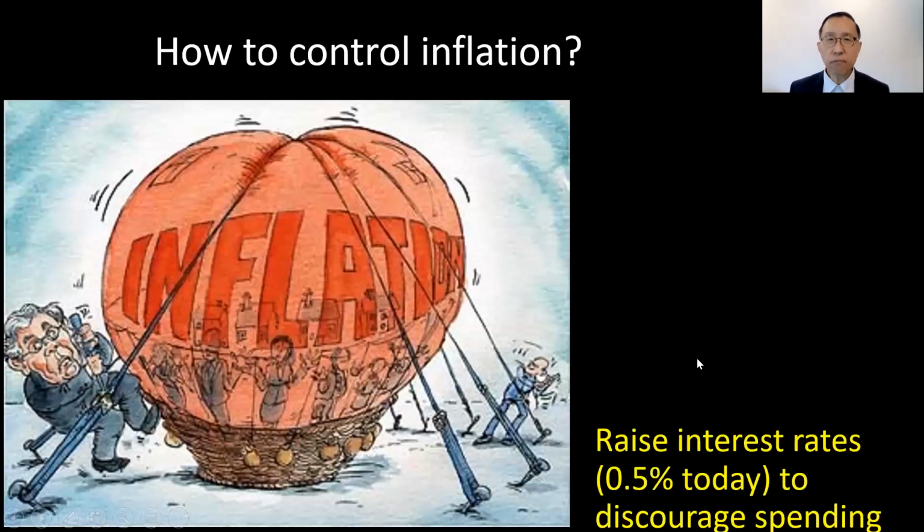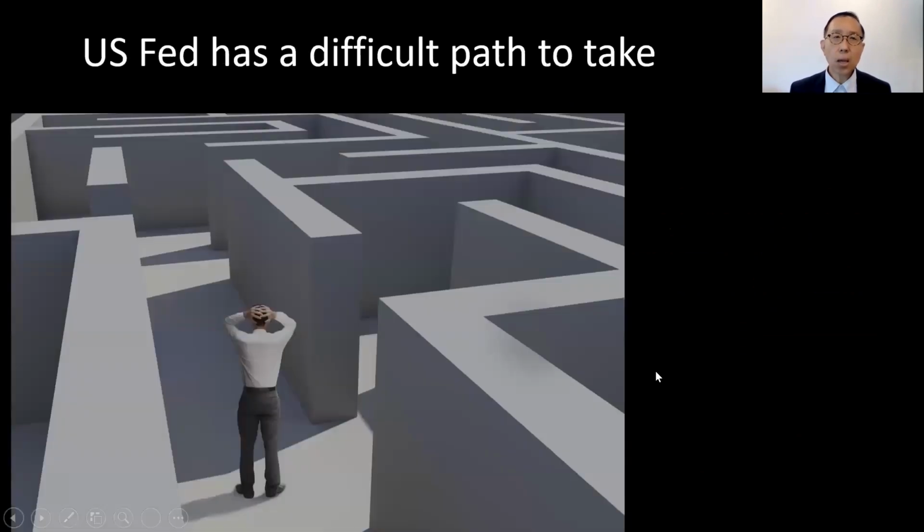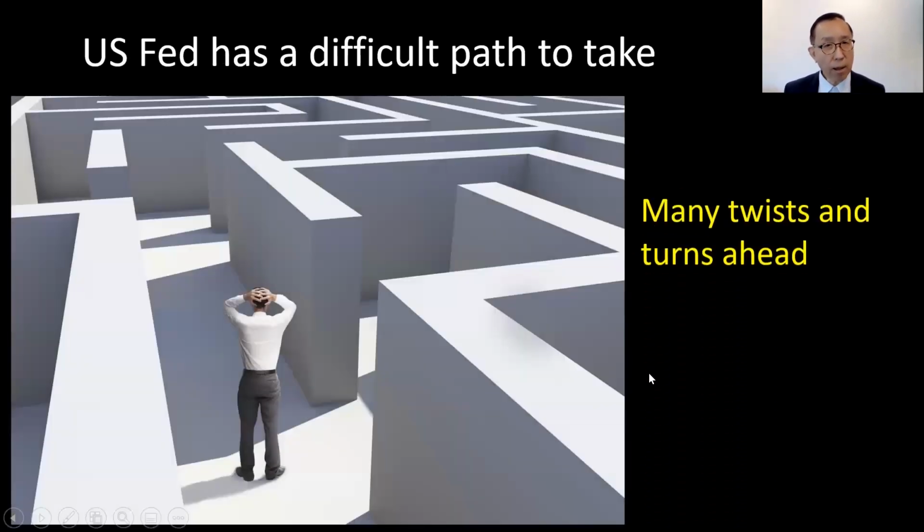How to control inflation? This is a big issue for all of us. The textbook policy is to raise interest rates higher than inflation. That will discourage people from spending. And today, the US interest rate is 0.5%. So the US has got a long path to take. There will be many twists and turns ahead. And in the next few minutes, I'm going to tell you how it could go out.